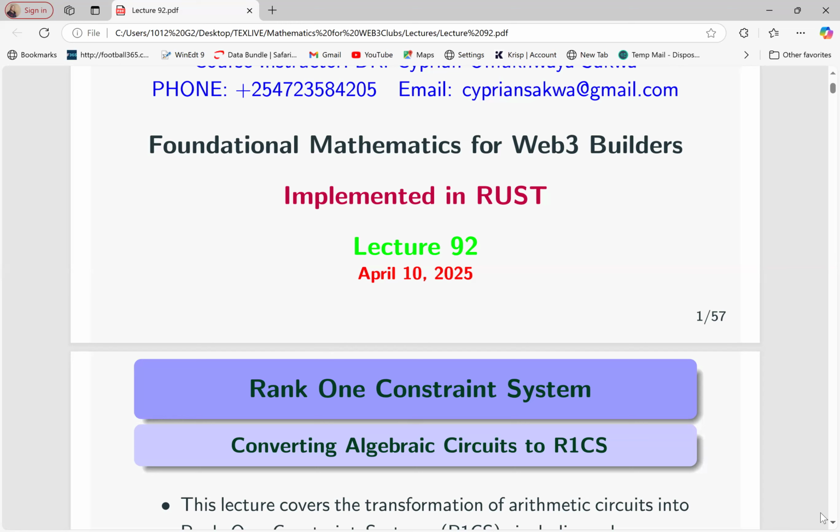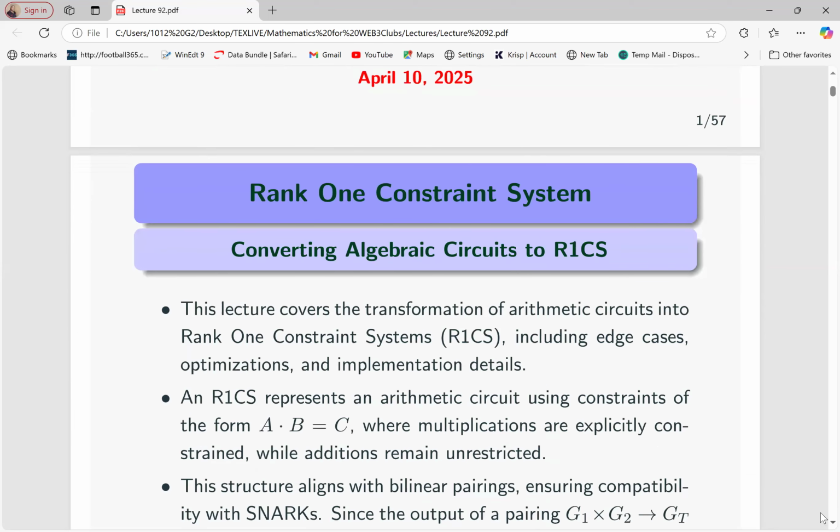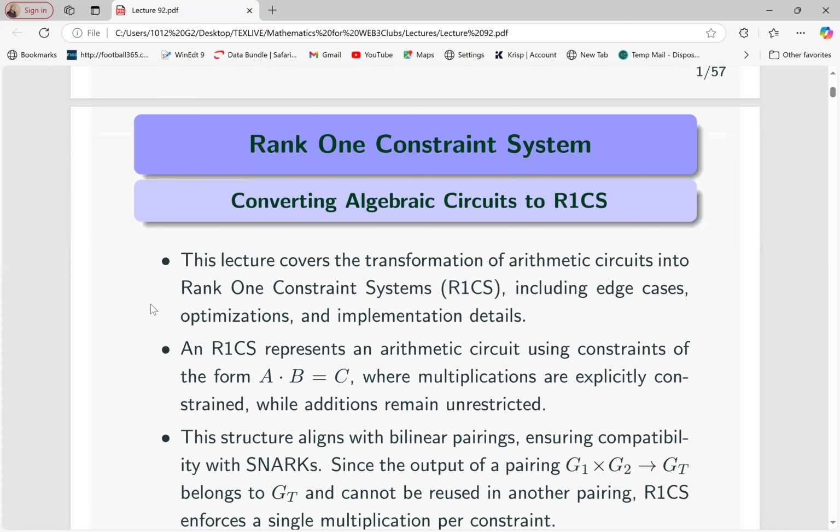Now, for those who were not with us that time, algebraic circuits are just equations, and these are equations that we use in zero knowledge proofs. But the way we write those equations has to be in a way that they can be converted to rank 1 constraints. After we've learned about rank 1 constraints, that is when we shall be looking at zero knowledge proofs, but they are not very far apart. They are just related concepts. One leads to the other.